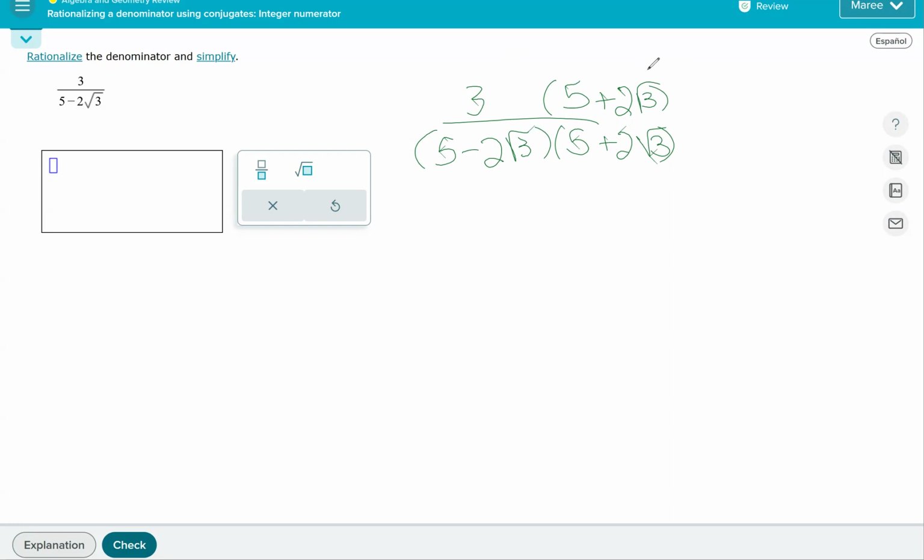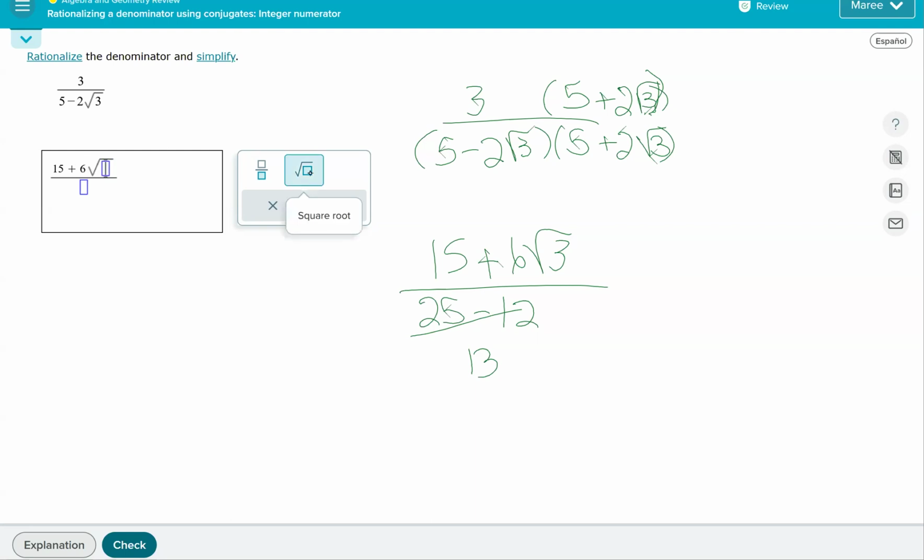Distribute the 3, so we have 15 plus 6 root 3. In the denominator, we have 5 squared, which is 25, minus 2 root 3 the whole thing squared, which is 4 times 3, or 12. So our denominator becomes 13. And that's the most simplified fraction for us. So we have 15 plus 6 square root 3 over 13.